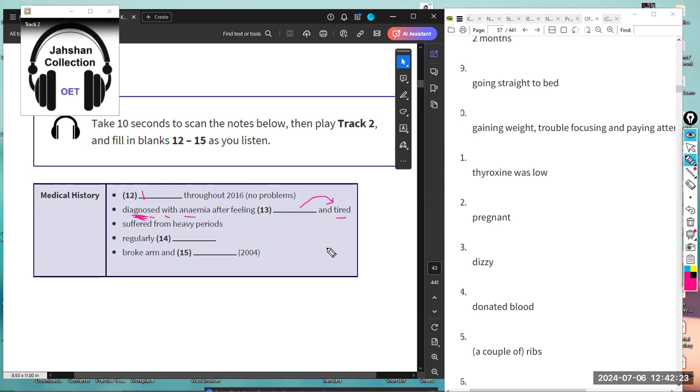There were a bunch of different things that the doctors thought might be contributing to it. I was having heavy periods.